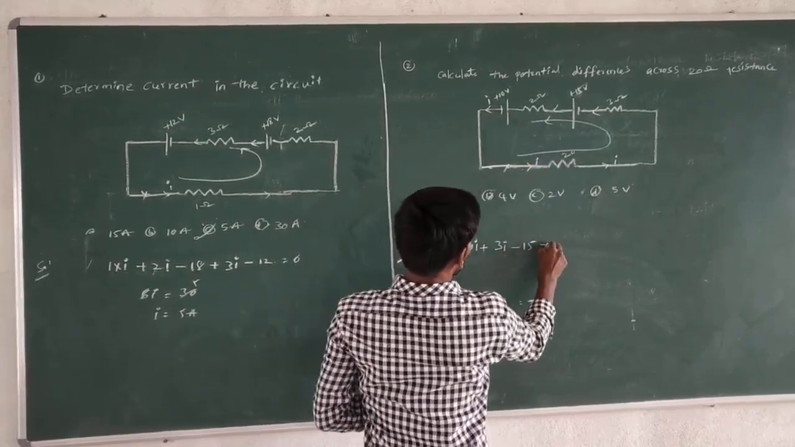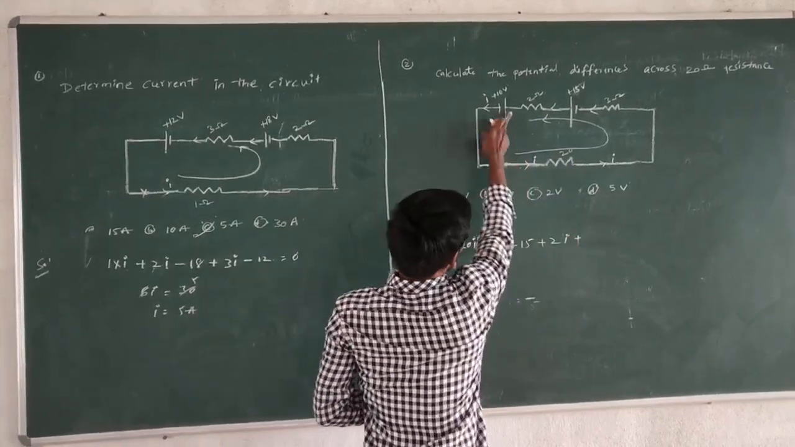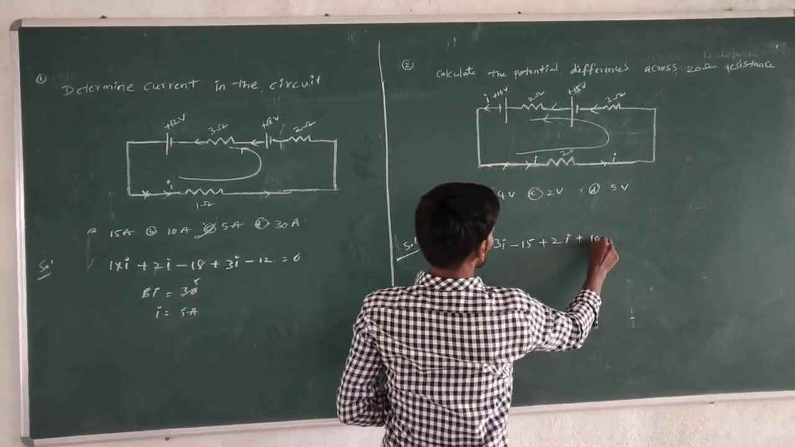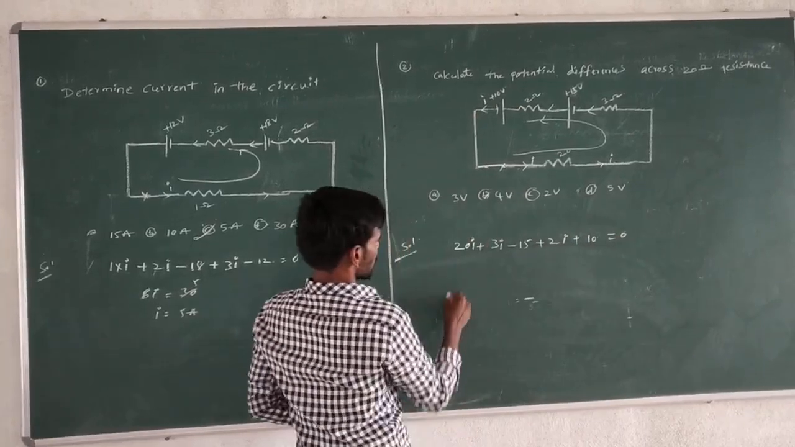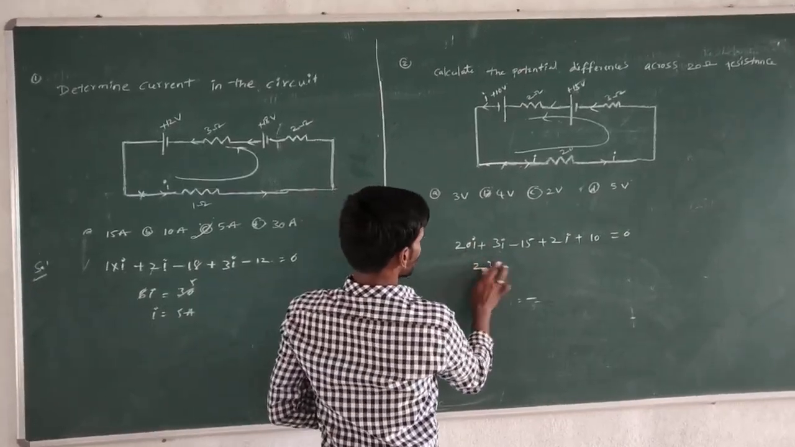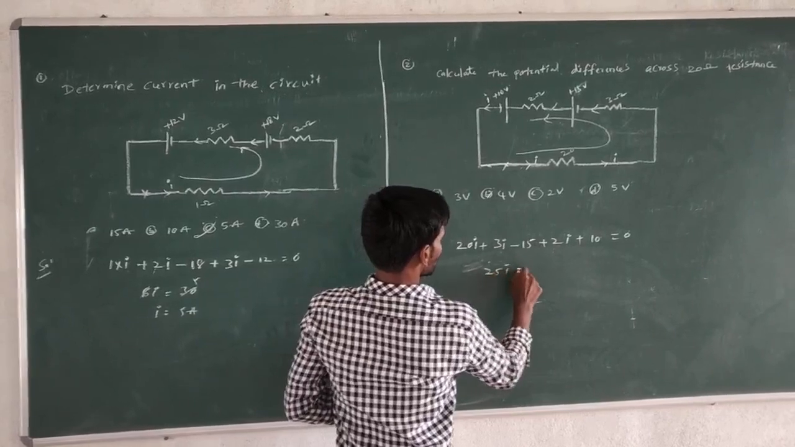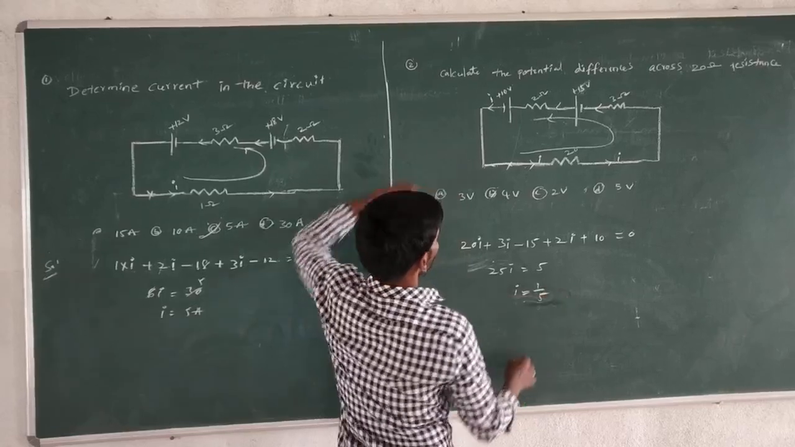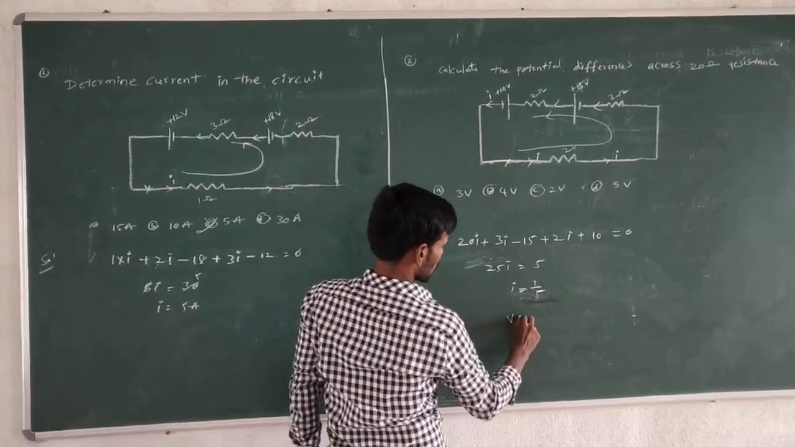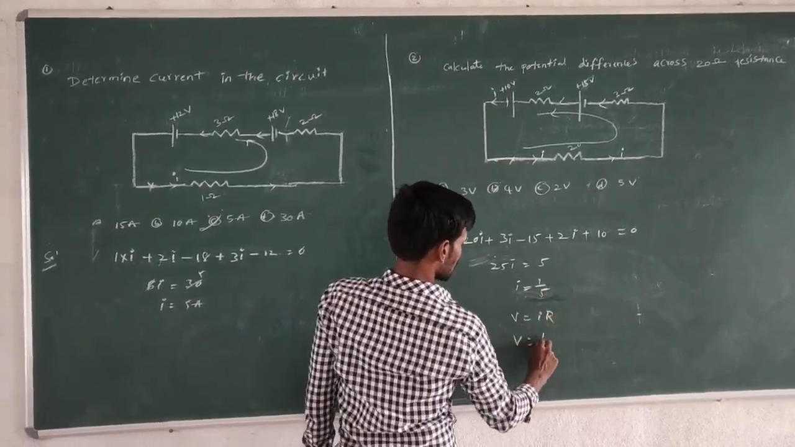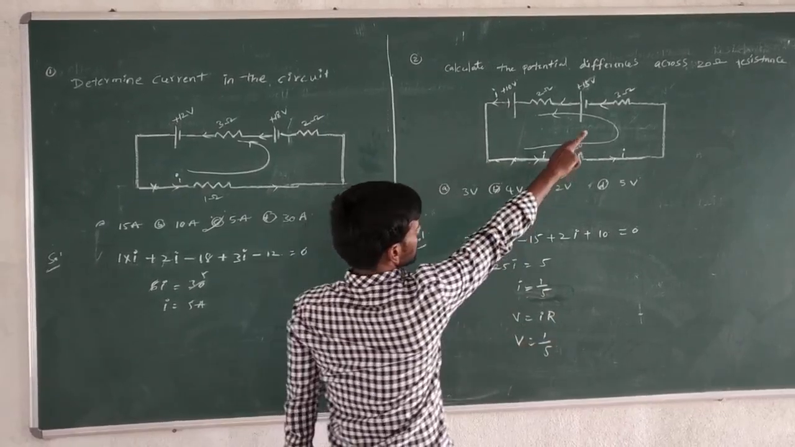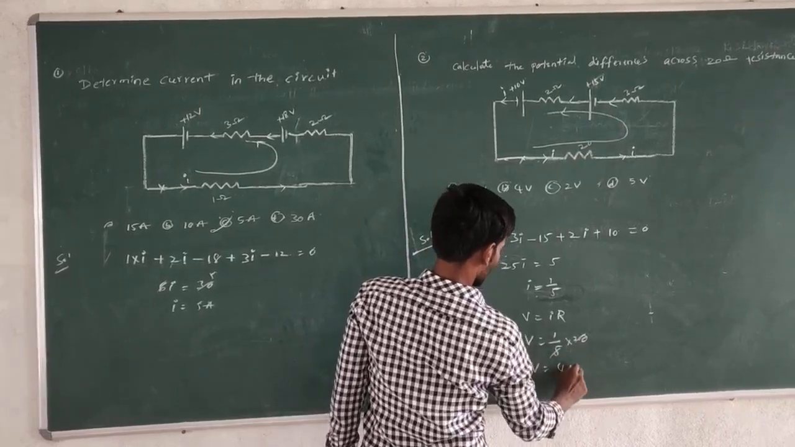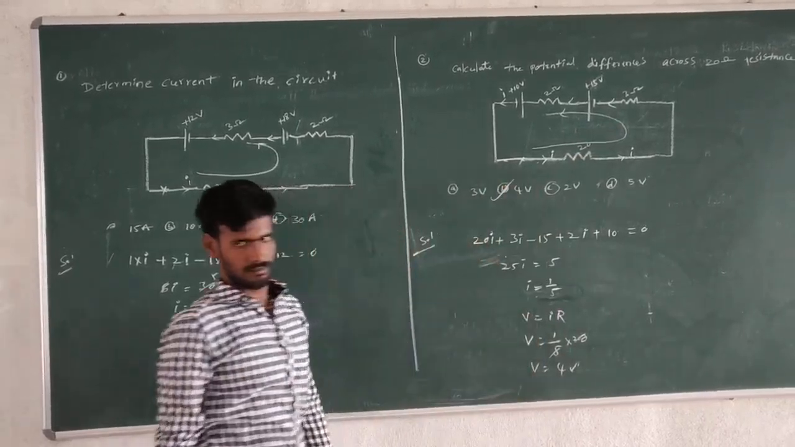Next we represent plus 2I, moving from higher potential to lower potential, where the potential drops. Finally we use 10 volts, so the sum is equal to 0. So 25I is equal to 5, and I is equal to 1 by 5. But our question is the potential difference. By the formula V is equal to IR, V is equal to the current 1 by 5 across the 20 ohms resistance, so R is equal to 20, and V is equal to 4 volts. So this is the correct answer.